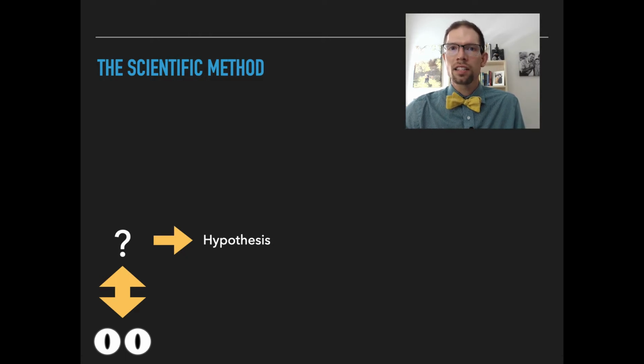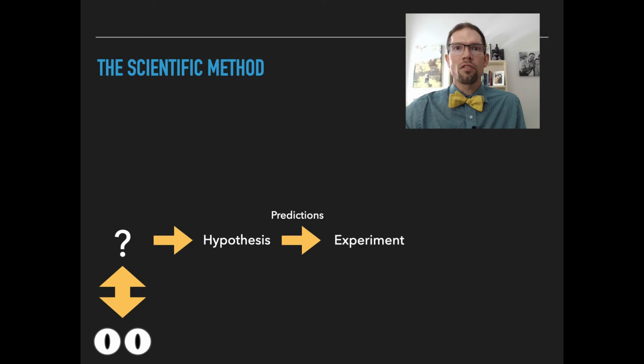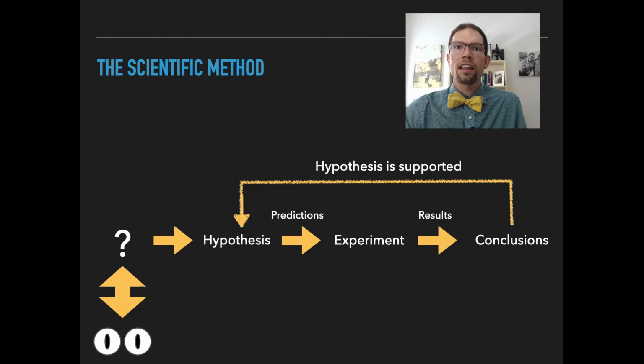So a hypothesis is a tentative answer to the research question. The hypothesis leads you to generate predictions. These predictions should be testable, such that you can perform an experiment which, when you get the results of it, will allow you to come to a conclusion about that hypothesis. Now there are two conclusions that you ultimately can come with. So you can find that your hypothesis is supported if your experiment fails to reject your hypothesis.